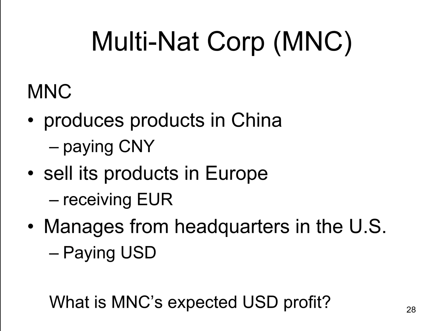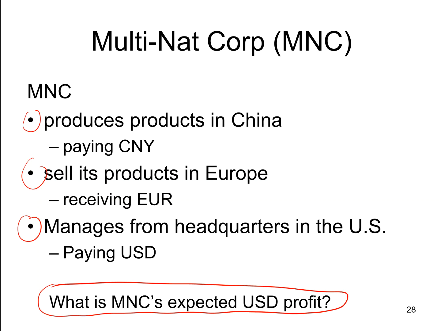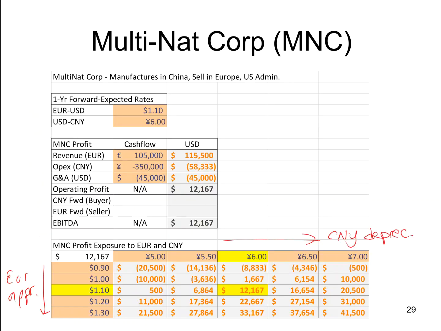So let's do a little exercise where a fictional company, I'll call it Multinat Corporation, MNC, has a very simple business model. They produce products in China, paying CNY, Chinese currency. They sell their products in Europe, receiving EUR, and they manage it from their headquarters in the United States, and they have a little bit of USD expense. So we're going to look at MNC's expected profits based on the current exchange rate forecasts. And then we'll see what happens as we vary the exchange rate, and then we'll design some hedging strategies.